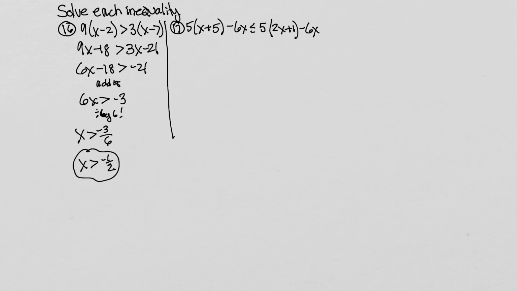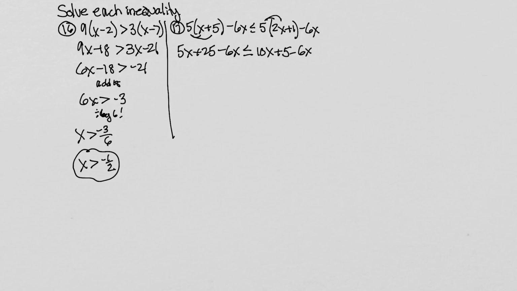Let's start 17 using the distributive property, where we're going to multiply through by the 5 and the 5 over here. Let's see where this takes us. So 5x and a 25, so we'll get 5x plus 25, and then minus the 6x, right? Minus that 6x. And then this will be less than or equal to, now multiply through here, we'll get 10x plus 5 minus 6x.